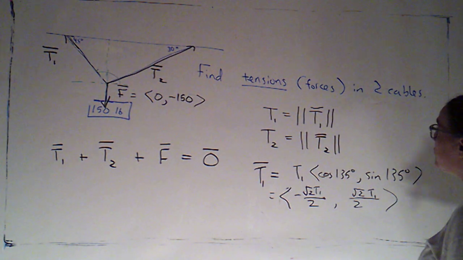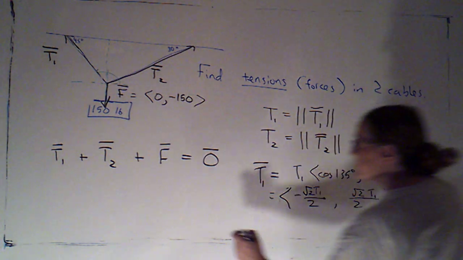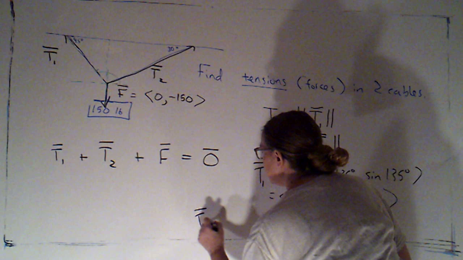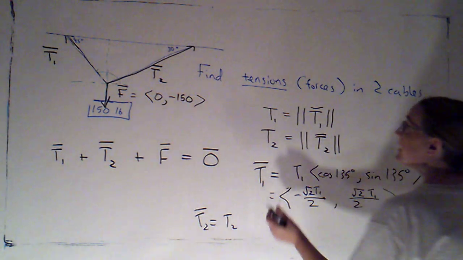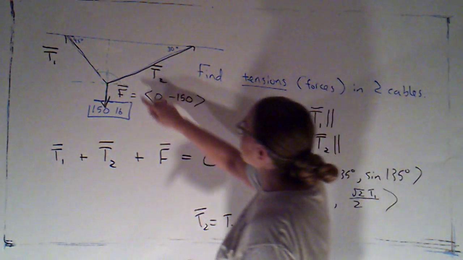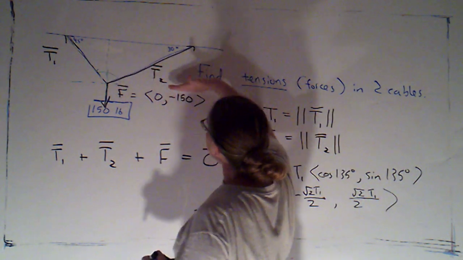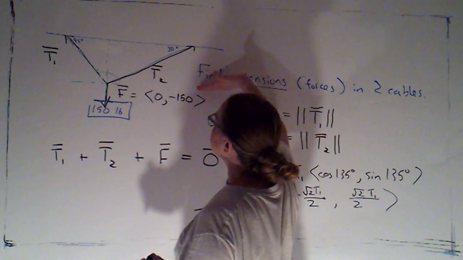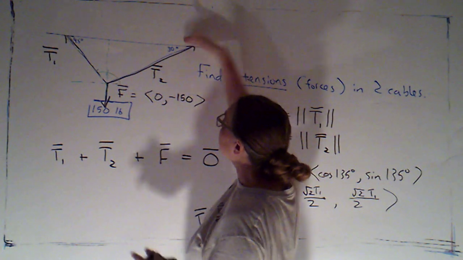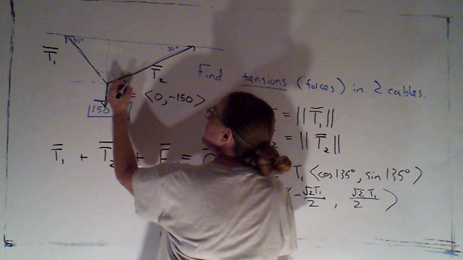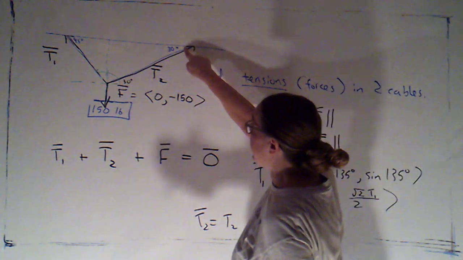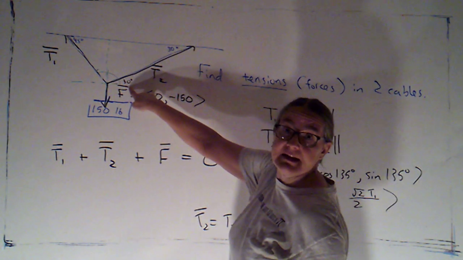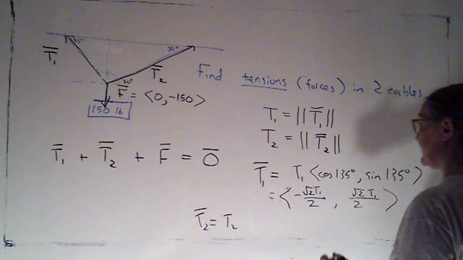Okay, T2 I can do very similarly. I can say the vector T2 is just going to be the magnitude, which we're writing as T2 without the bar, times, let's see what this angle is. Now here, this line which I've drawn in as the positive x-axis is parallel to the ceiling here. So this is also going to be a 30-degree angle right here. So in this case, this angle matches this angle. That is the angle we make with the positive x-axis.